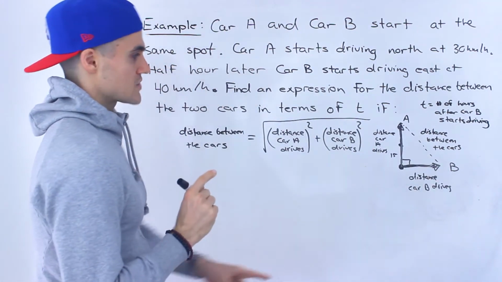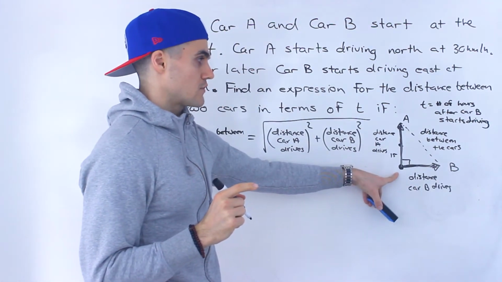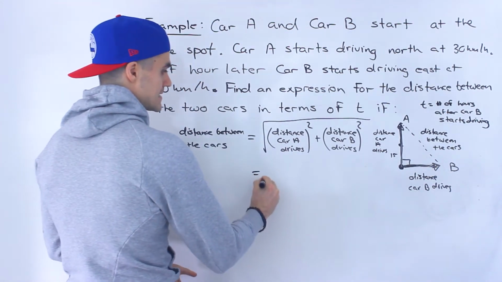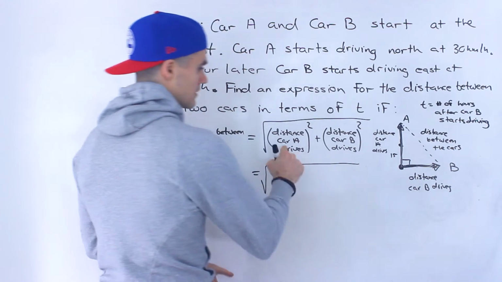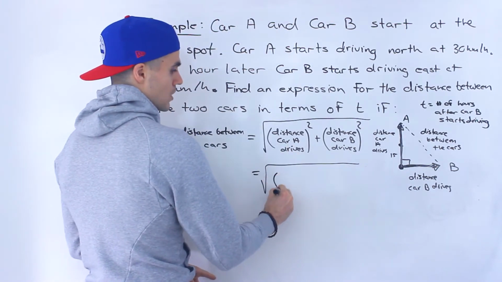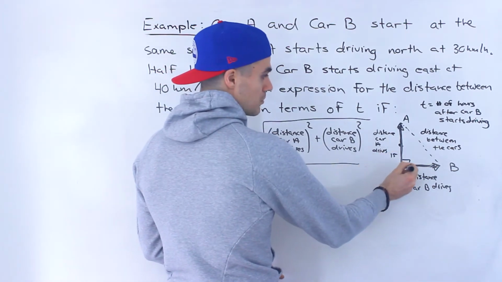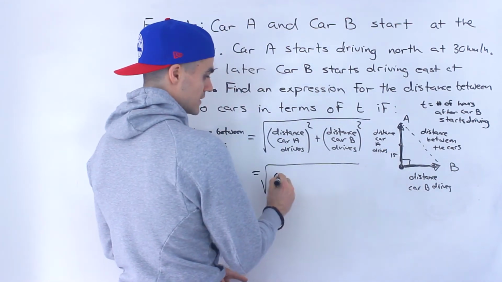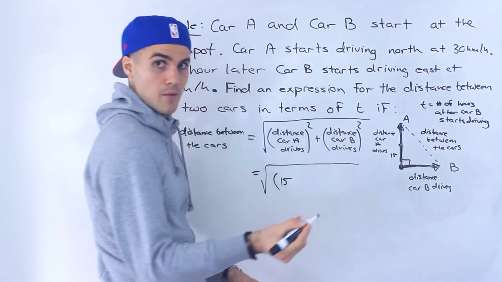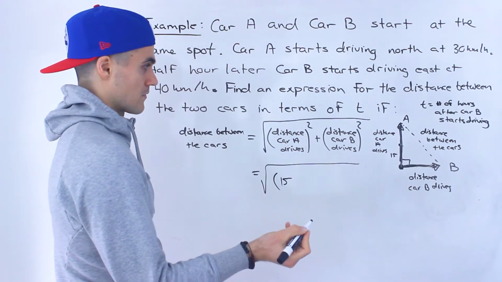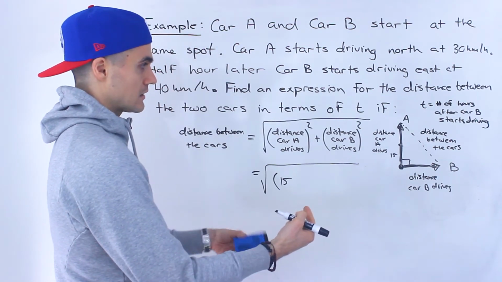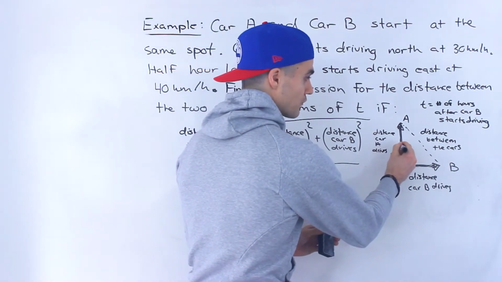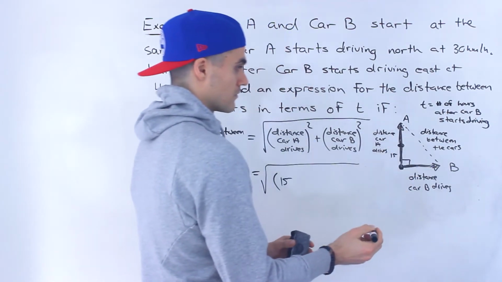T is the number of hours after car B starts driving. Okay, so what's the distance that car A drives? Well, notice that before car B even starts driving, car A, as we mentioned, already drove a distance of 15 kilometers. And then car B is going to start driving, and car A is going to start driving, but from this point over here.